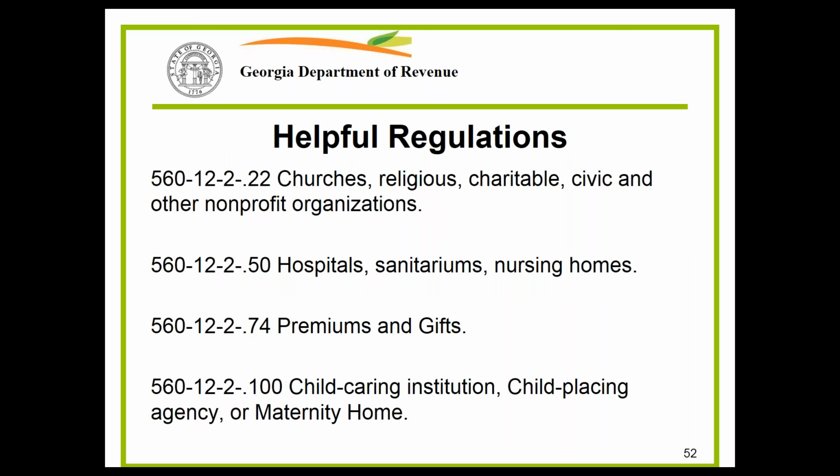And this is a list of some of the regulations that are applicable to nonprofits. Chapter 560-12-2 contains, I believe, all of the substantive sales tax regulations. From there, the regs are on numerous topics, numerous types of transactions, nonprofits, service providers, certain types of items, certain industries, manufacturing, agriculture, for example.